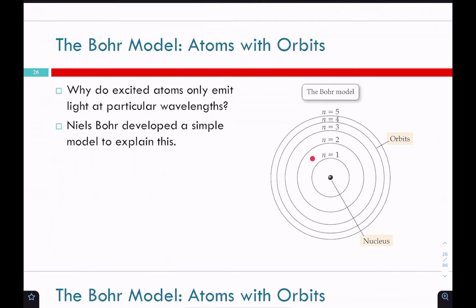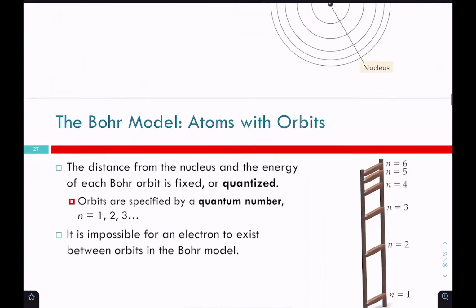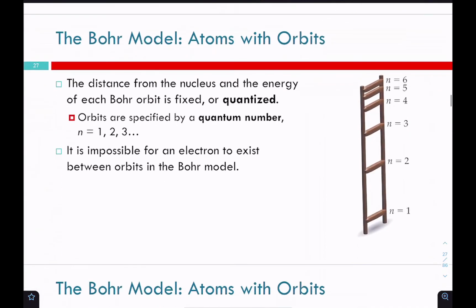At specific energies. So the distance from the nucleus and the energy of each Bohr orbit is fixed, or the fancy word for it is quantized. So there's a set amount of energy, and you can't exist in between two different levels of energy. And so the quantized orbitals are represented by quantum numbers. So we've got n equals 1, 2, and 3.